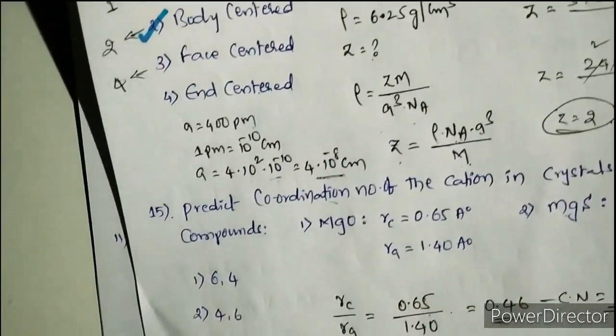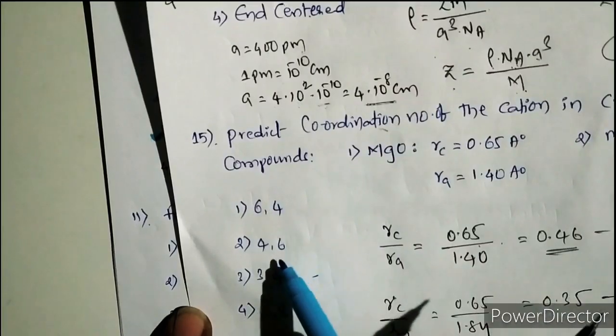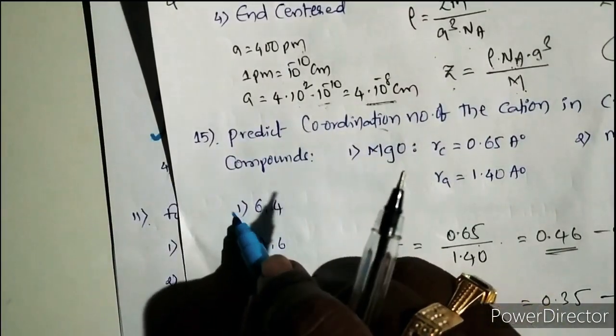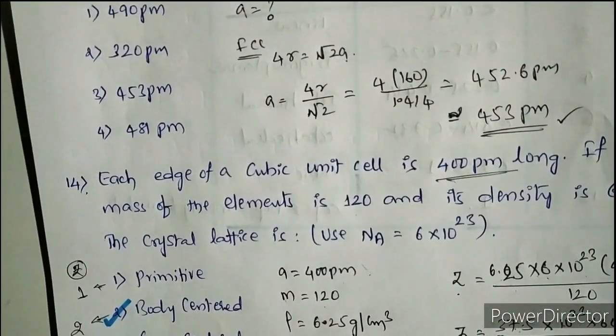So where will it match in these options? 4, 6, 6, 4, 4, 6 like this. So your answer is 6, 4. Option A is correct. Okay. This is done, next one.